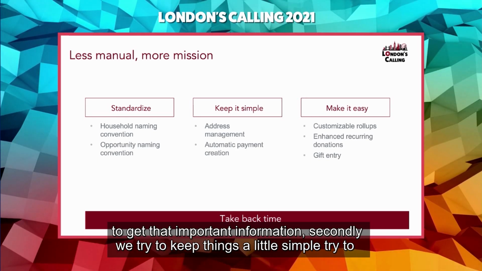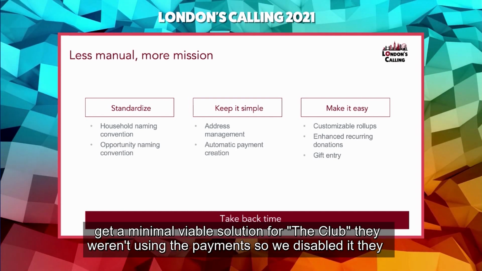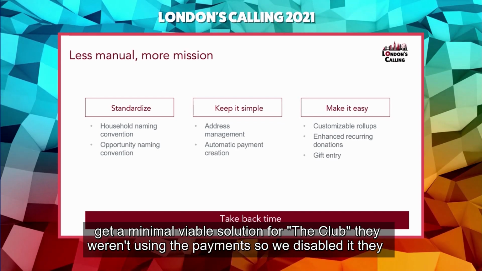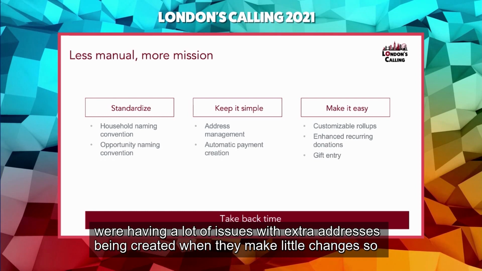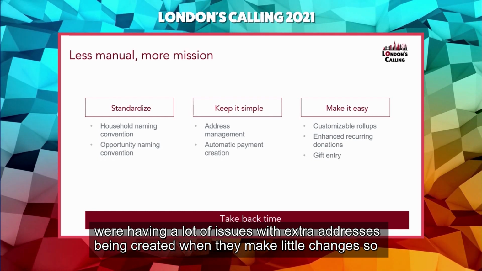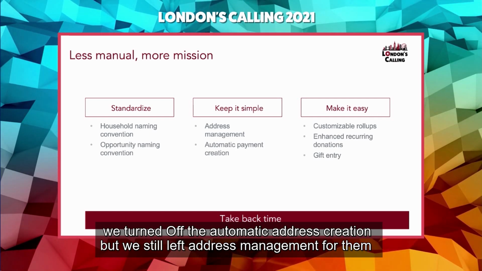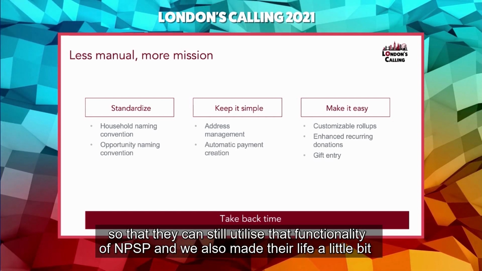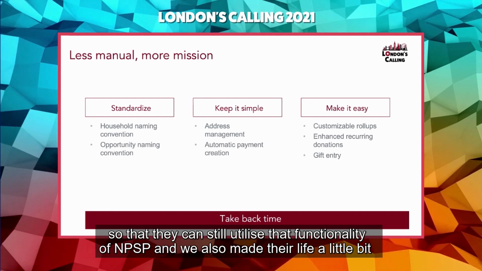Secondly, we tried to keep things simple and get a minimum viable solution for the club. They weren't using the payments, so we disabled it. They were having a lot of issues with extra addresses being created when they make little changes. So we turned off the automatic address creation, but we still left address management for them so that they can still utilize that functionality of NPSP.